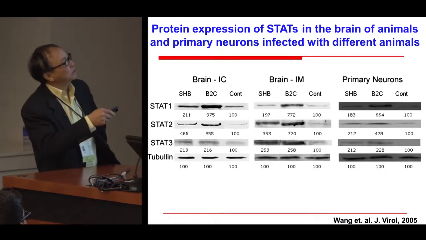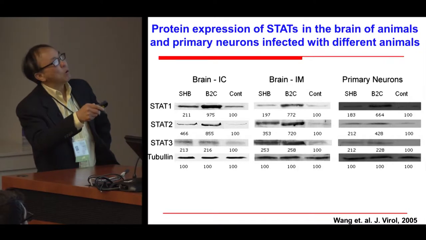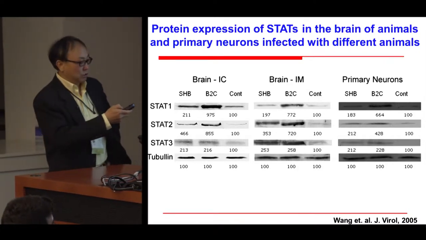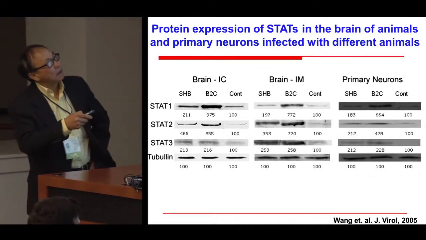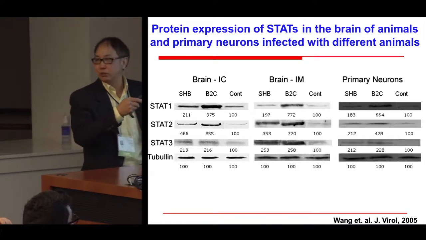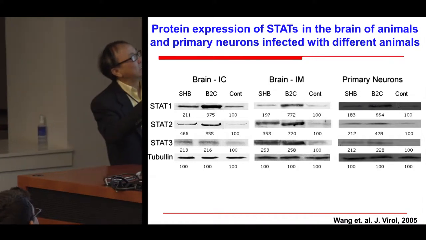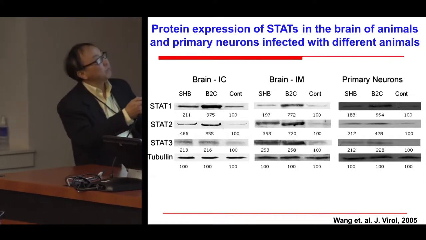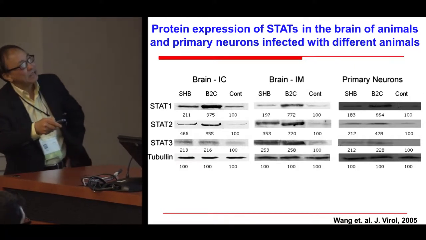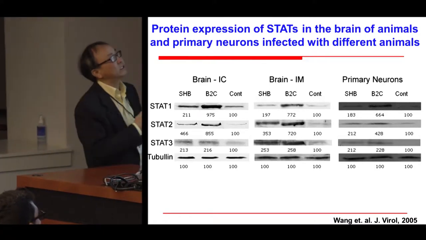STAT1, STAT2, STAT3, in the brain, by intracerebral infection or intramuscular infection, or in the primary neurons. What we see is the lab-adapted viruses induce a lot more expression of these genes compared to the wild-type virus. This is the control; if you use that as 100%, that's the ratio. The same in the IC infected, the IM infected, and even in the primary neurons. It really shows consistency in that regard.